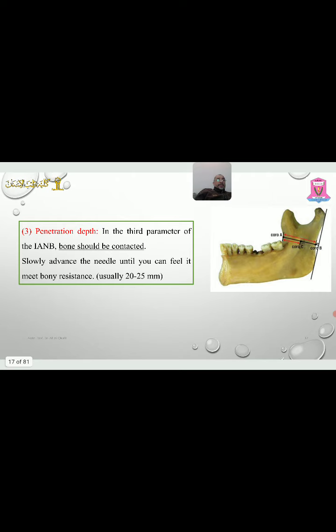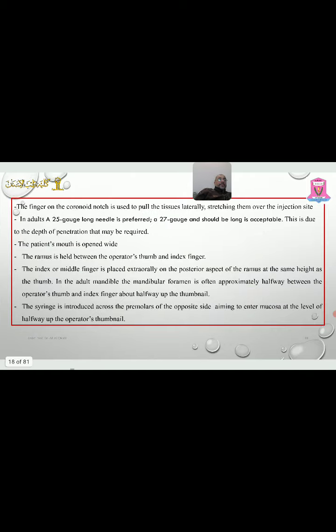Penetration depth, which is the third parameter. Bone should be contacted. This is a very, very important point. The bone should be contacted. Slowly advance the needle until you can feel it meeting the bony resistance, which is about 20 to 25 mm.